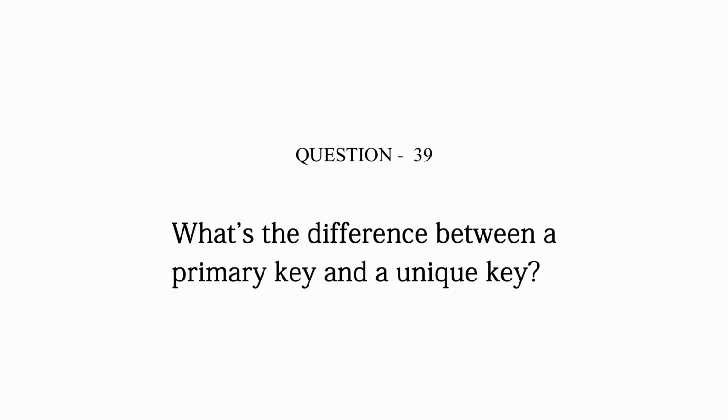Now what is the difference between a primary key and a unique key? Basically both of them provide the same functionality, but your primary key can be applied to only one column in a table, while your unique key can be applied to multiple columns in the same table. Both of them have the same function of keeping the values unique.